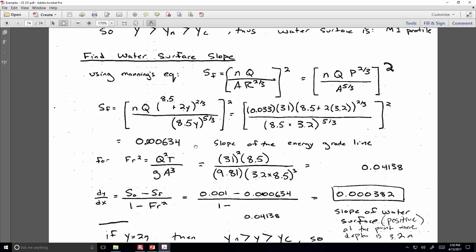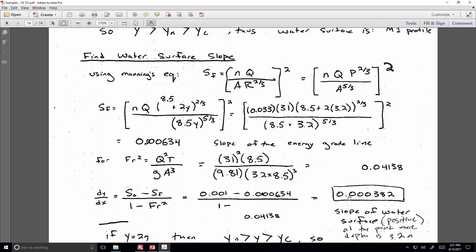All right, so we get 0.000634 for that. The Froude number, here's our flow rate squared, the top width, which is the same as the bottom width in this case, since it's a rectangular channel, 8.5 meters. G, the cross-sectional area, will just be the flow depth times the width. So our Froude number squared, I leave it in terms of Froude number squared just because that's what you're going to substitute into the process equation. No sense finding the Froude number and then having to square it again.